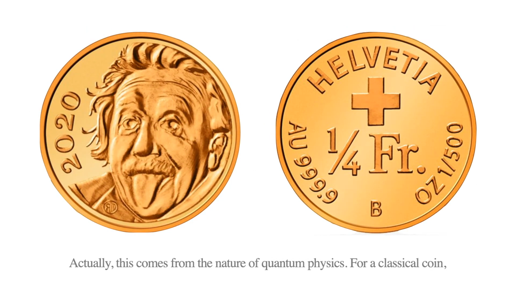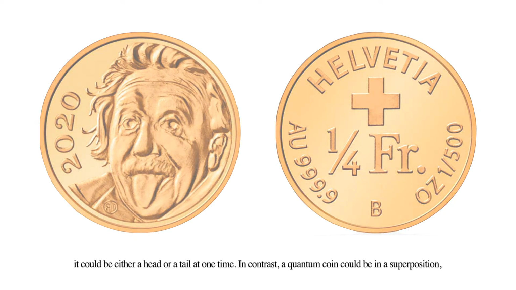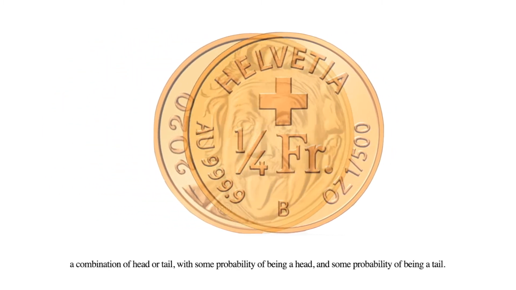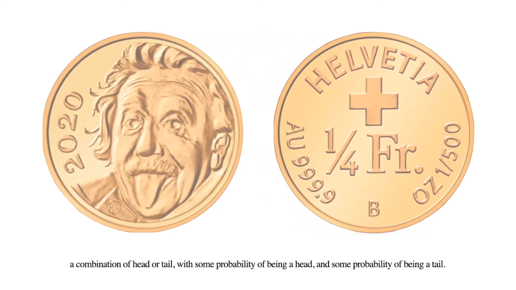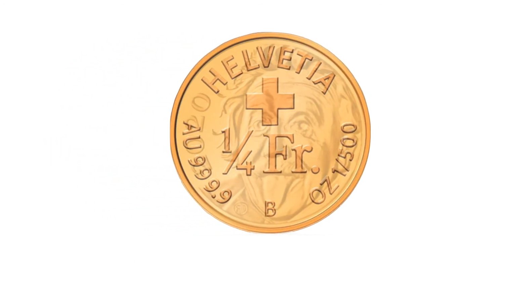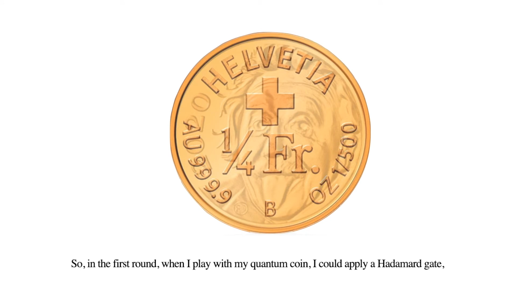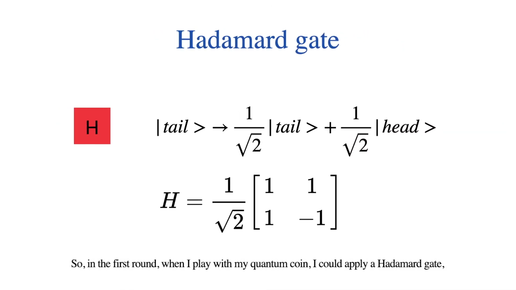Actually, this comes from the nature of quantum physics. For a classical coin, it could be either a head or a tail at one time. In contrast, a quantum coin could be in a superposition, a combination of head and tail, with some probability of being a head and some probability of being a tail. So, in the first round, when I play with my quantum coin, I could apply a Hadamard gate so that I get a quantum coin in this kind of state.